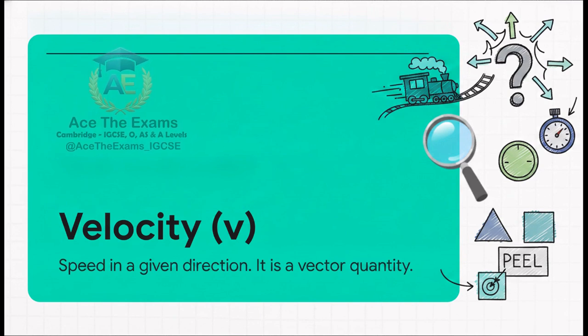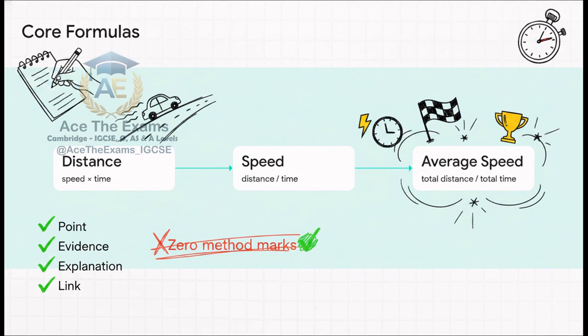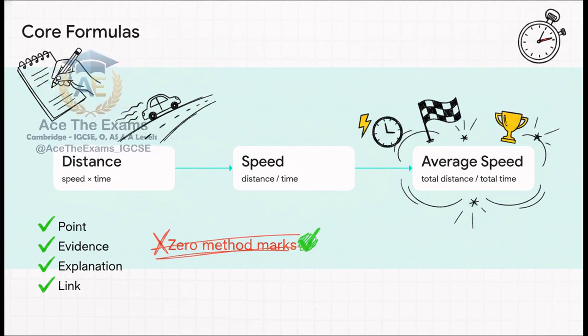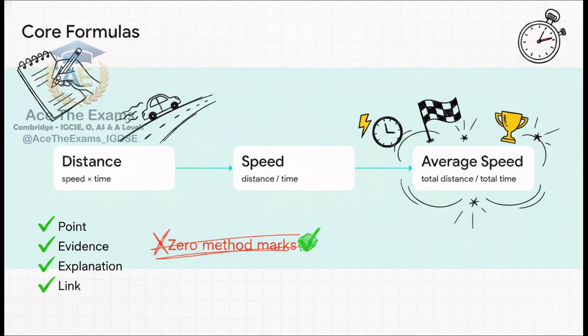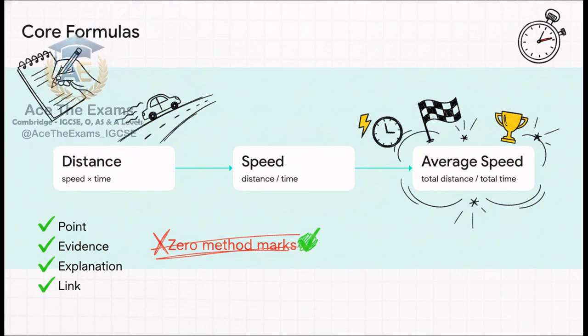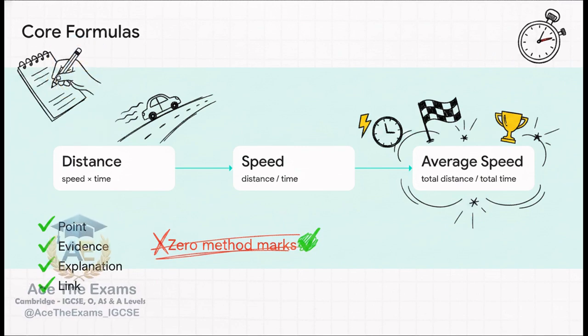Nothing more, nothing less. By simply rearranging the fundamental formula of distance equals speed multiplied by time, you can isolate whichever variable the examiner is actually asking you to find. Let's do a live rewrite of a flawed answer right now. I'm putting 60 seconds on the clock for this transformation.